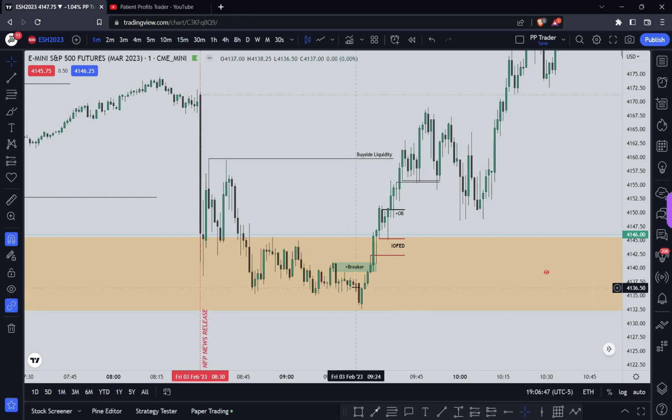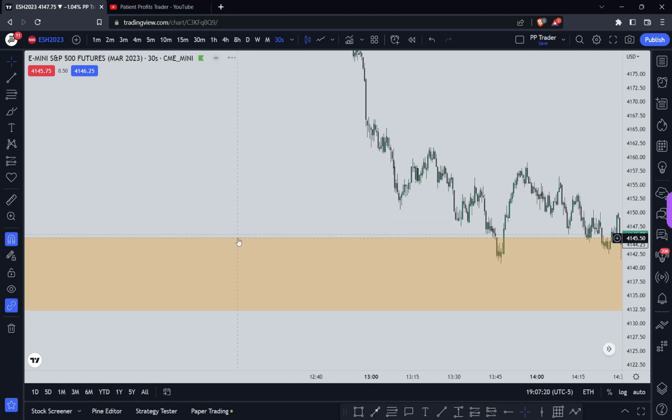I knew that it would be difficult to get an entry. I just anticipated that we may not get a return into a discount once we break structure here. Why? I didn't really see any fair value gaps on the 1 minute time frame. So I anticipated that it's unlikely that price may want to come back down once we trade past this breaker into this area. So what I did was I marked the breaker and then I went lower to the 30-second time frame.